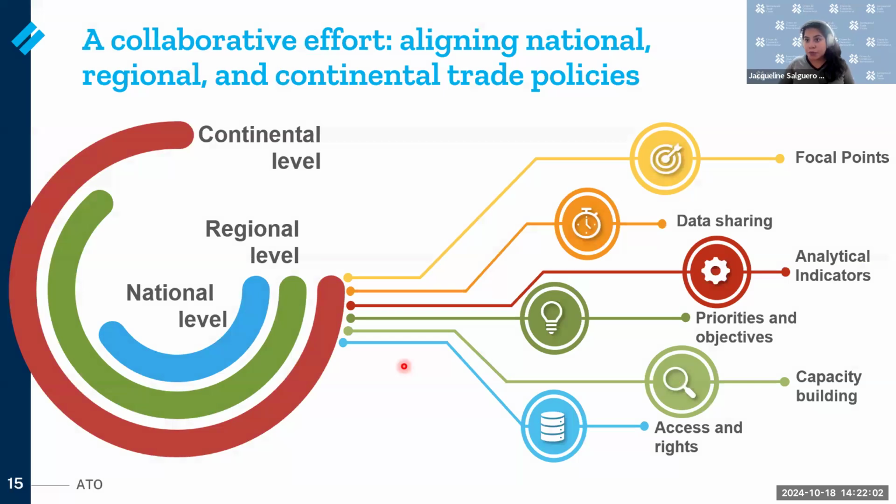So to ensure its objective of really revolutionizing and transforming how this information is being collected, we have to work with different stakeholders at different levels. At the continental level, as I mentioned before, we work with the African Union. At the regional level, we work with different regional economic communities. And at the national level, we work with governments, with the Ministry of Trade, with customs authorities, as well as companies who will be benefiting from this information.